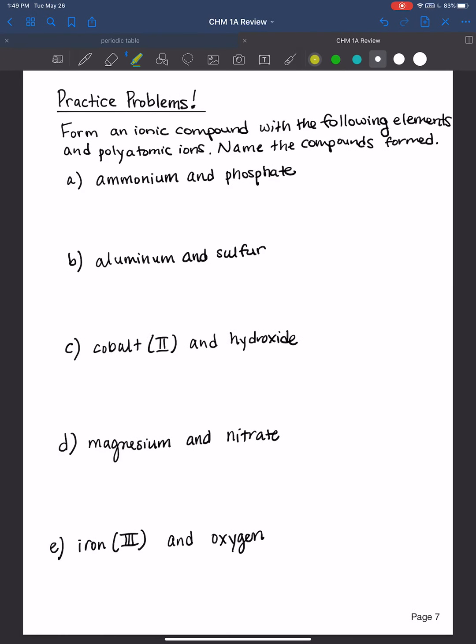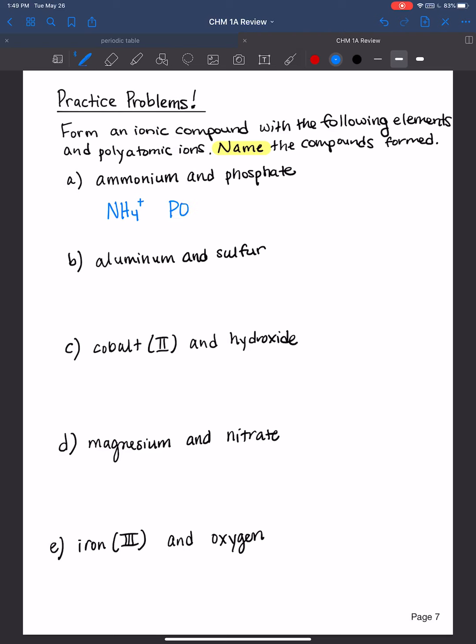All right, so let's just practice some problems together so I can teach you some tricks on how to approach naming inorganic compounds. These problems are asking us to form an ionic compound with the following elements and polyatomic ions. We'll also need to name the compound formed as well. So, for example here, we have ammonium, and I like to write down the ions on their own. So ammonium is NH4+.